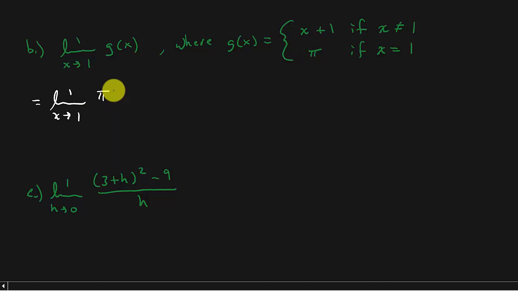Well, no, because it's pi when x is equal to 1. And remember, a limit, x is approaching 1. So we're not at 1. We're getting closer and closer and closer to 1. So we're going to use the one where x is not equal to 1. So that's going to be the limit of x plus 1 as x goes to 1. We're going to use this part of the function. And so then we can plug the 1 in. That's 1 plus 1 is 2.